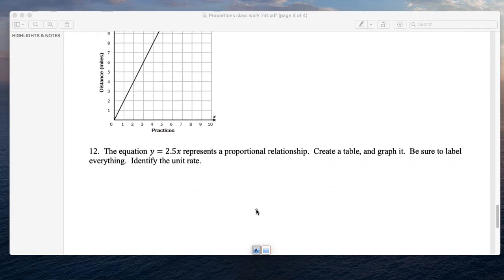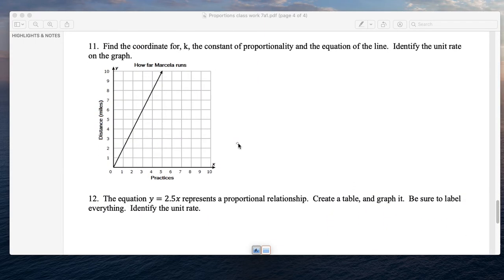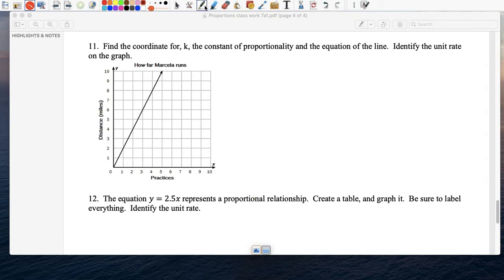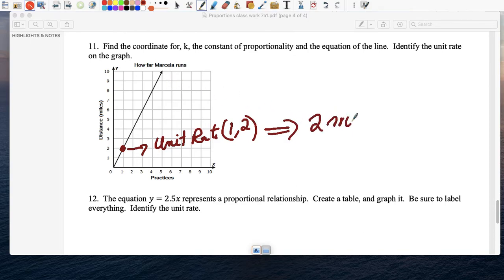Moving on. I think we have 2 more. Find K and all the other stuff. So unit rate. Can we find the unit rate on the graph? Well, the unit rate is always where there is the 1. Here is our unit rate. So, what's the unit rate here? 1 and 2. And we're going to put it as a fraction, which means Marcela can run 2 miles. She runs 2 miles for every 1 practice. Okay? For every one. So that's the unit rate.